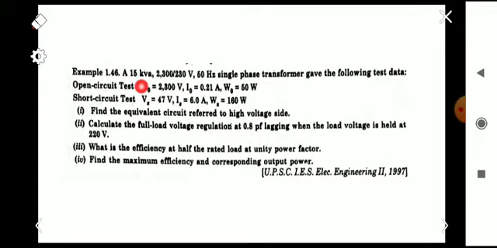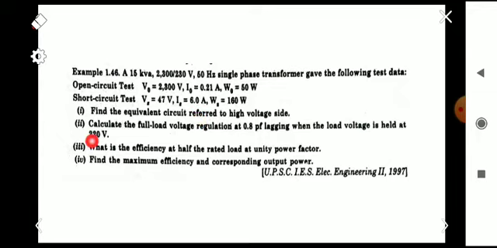A 15 kVA 2300/230 volt single phase transformer gave the following test data. Open circuit test: V0 is equal to 2300 volt, I0 is equal to 0.21 ampere, and W0 is equal to 50 watt. Short circuit test: Vs is equal to 47 volt, Is is equal to 6 ampere, and Ws is equal to 160 watt. Find the equivalent circuit referred to high voltage side. This is the first question.